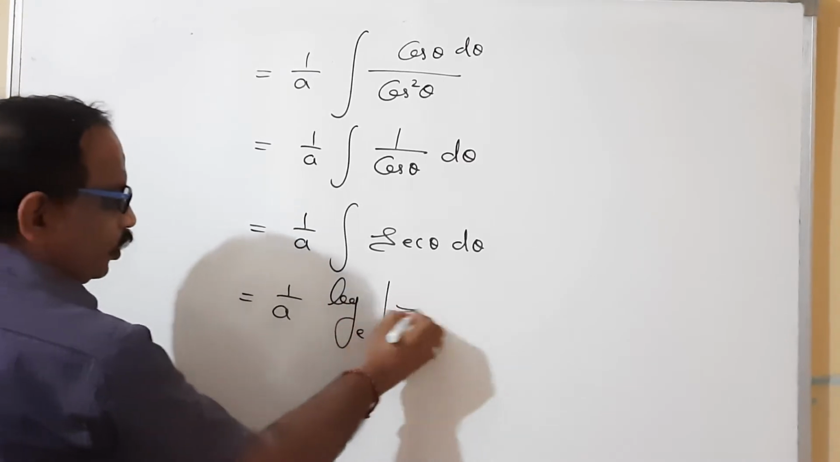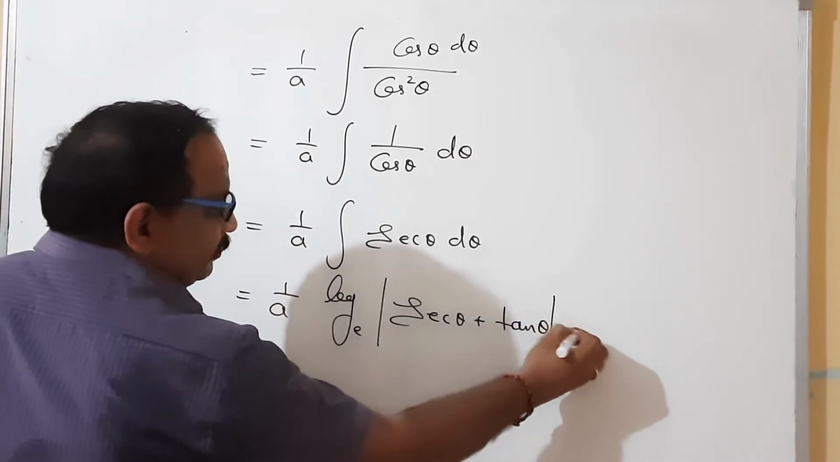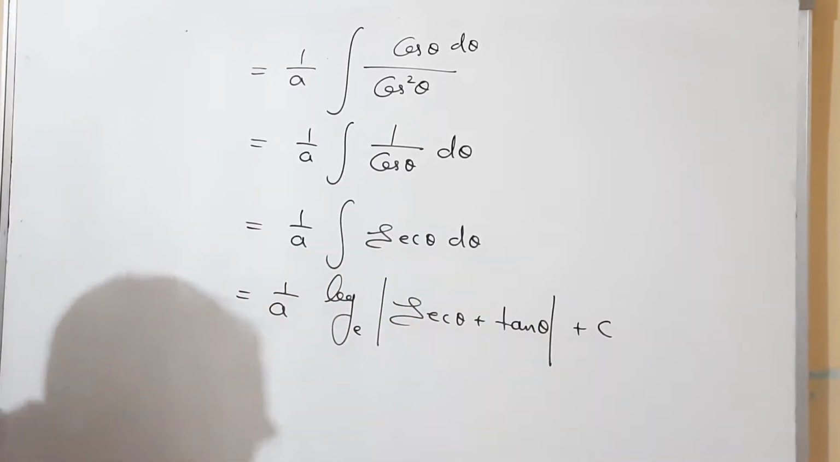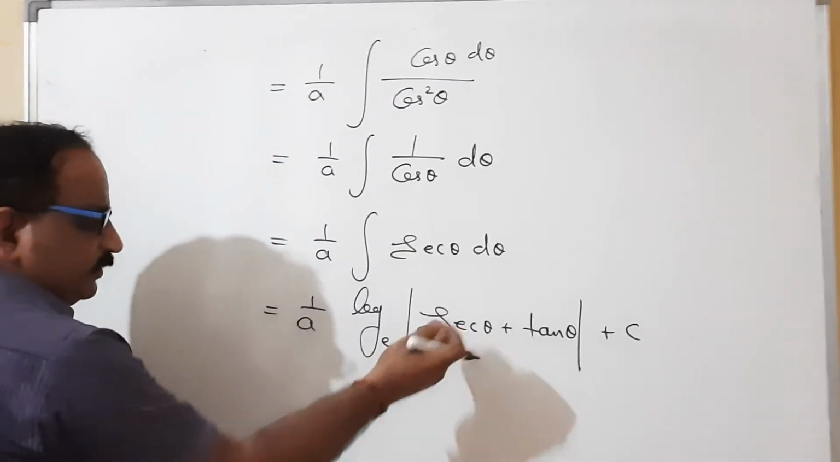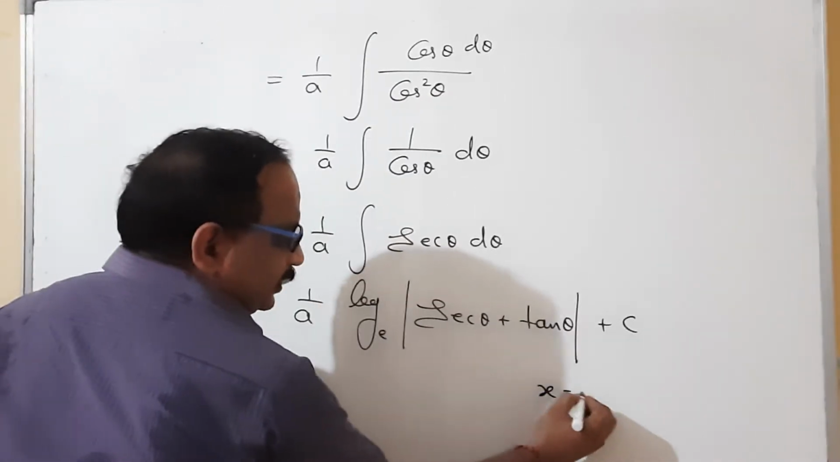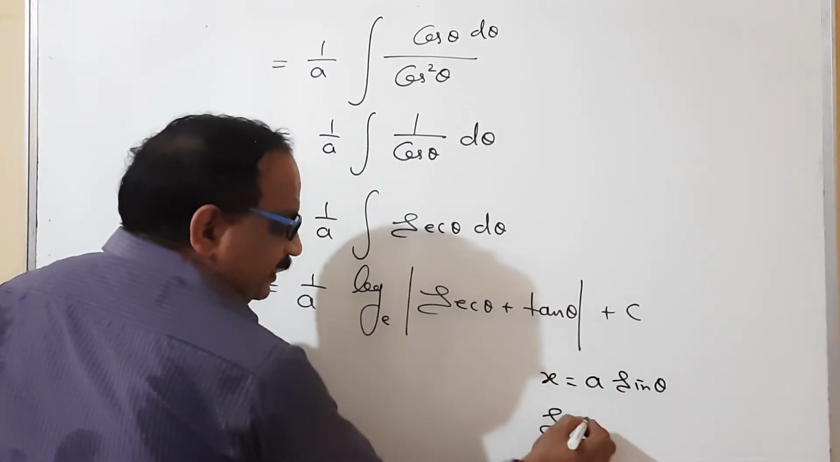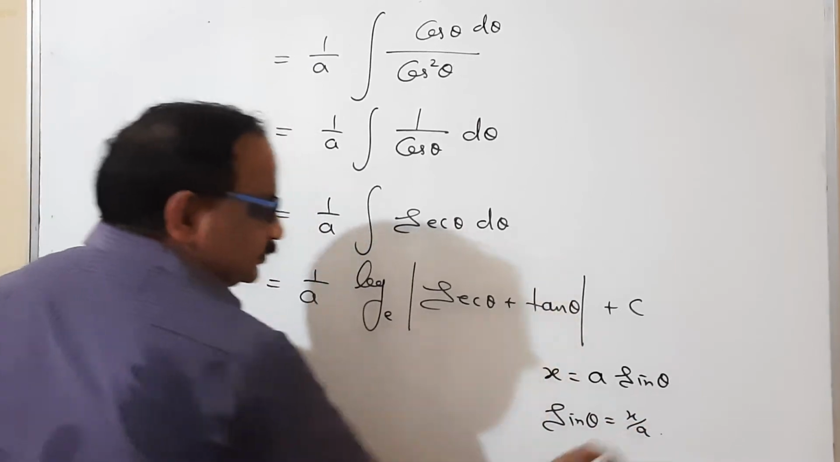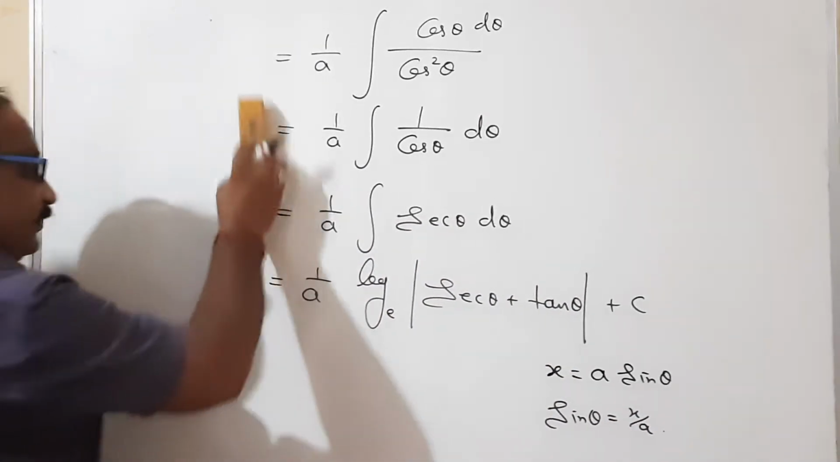That was log of sec theta plus tan theta, plus c. The integration portion is over. Now its job is just to return it back. In place of theta we have to substitute the values. What was initially our substitution? That was x equals a sine theta. That means in place of sine theta I am able to write x upon a. So further we have to simplify a little bit.